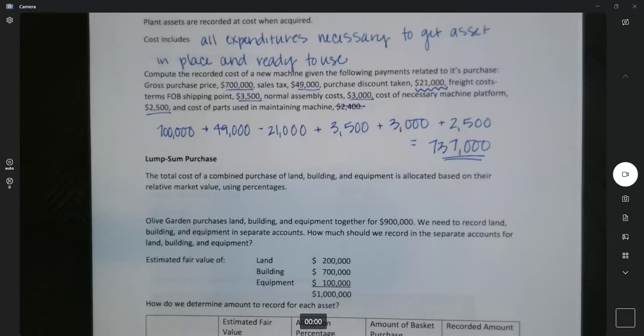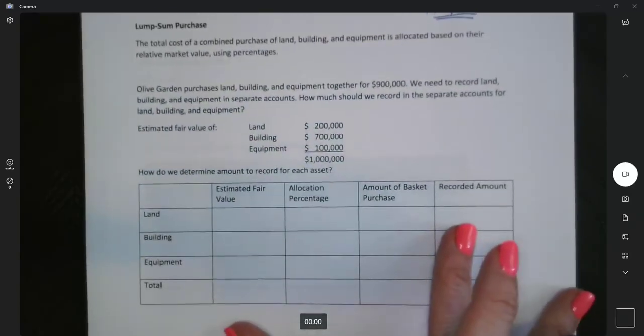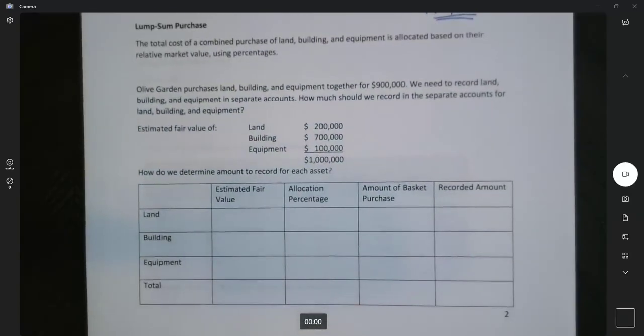Now, the total cost of combined purchases like land, building, and equipment might also be something that we would see come into account. We would allocate this based on their relative market value using percentages. We're going to look at an example down below. So Olive Garden purchases land, building, and equipment together for $900,000. We need to record the land, building, and equipment in two separate accounts. So how much should we record in the separate accounts for the land, building, and equipment?